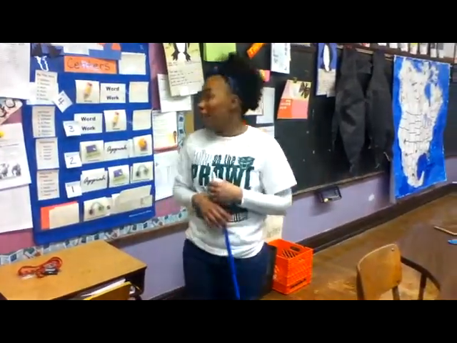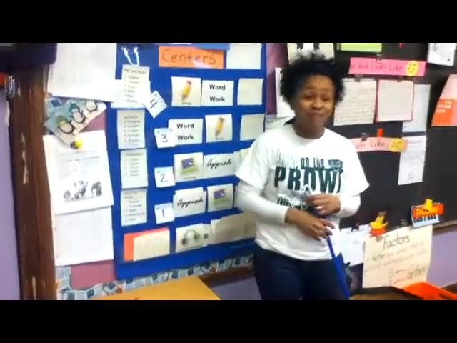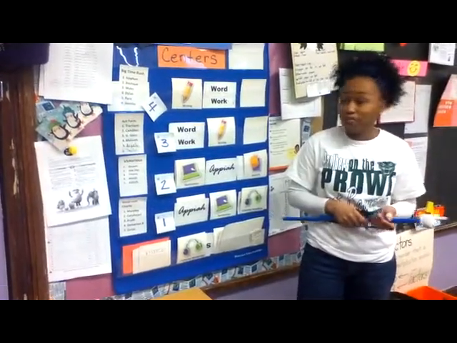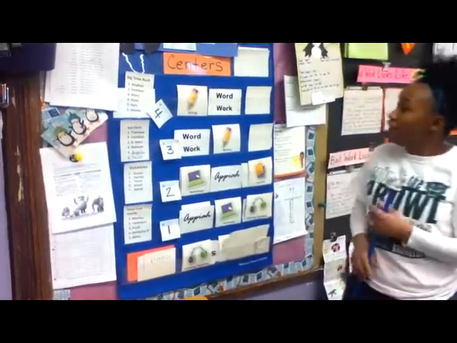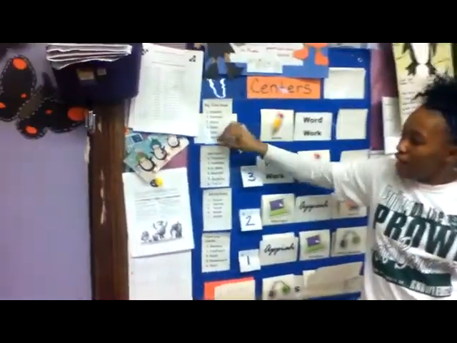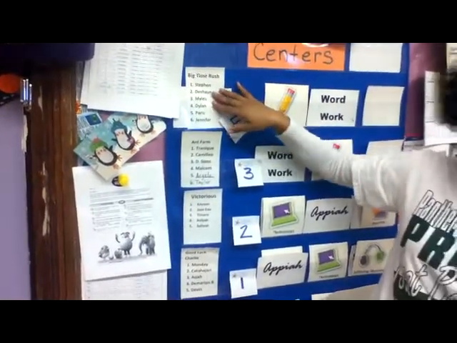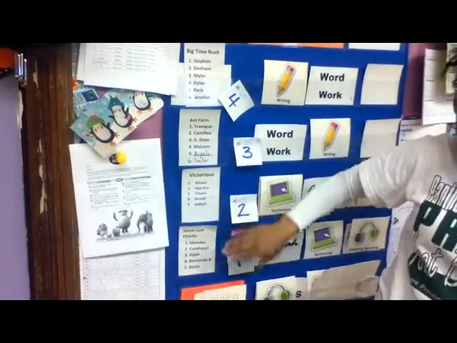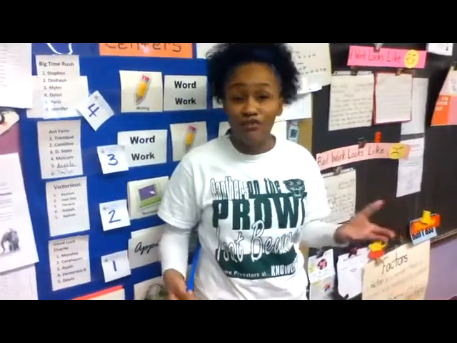First, I'd like to point out to you our center area. No second grade room would be complete without a center organization chart. I call this my center flow chart. And what I have here is names of my groups. Now, some of the names of my groups are Big Time Rush, Ant Farm, Victorious, and Good Luck Charlie. So I thought that I would choose some group names that the children could identify with.